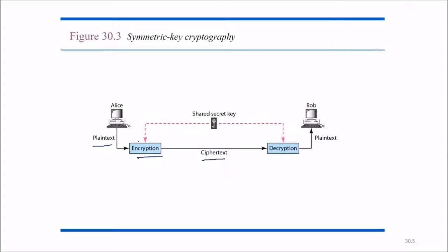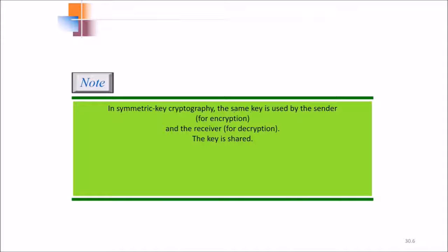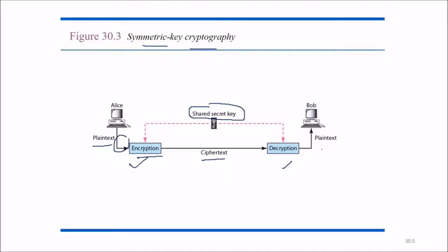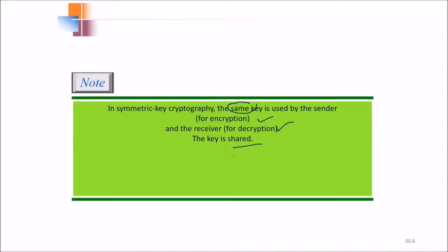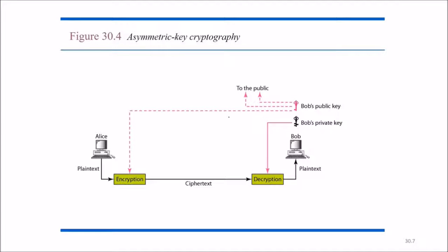Now, for encryption and decryption, there will be a shared secret key to encrypt and decrypt. This is the symmetric key cryptography. So in symmetric key cryptography, the same key is used by the sender for encryption, and the same key is used by the receiver for decryption, and this key is shared between the sender and the receiver to encrypt and decrypt.